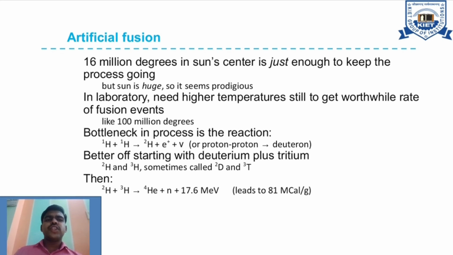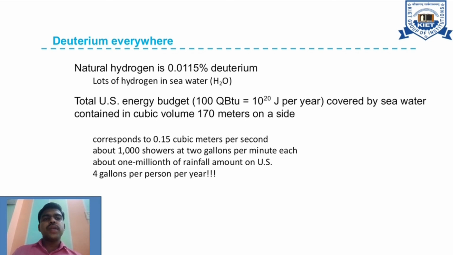Here comes the artificial fusion. Up to the previous slides we were discussing how the natural things are happening, but artificial fusion is also happening. 16 million degrees in the sun's center is just enough to keep the process going, but the sun is huge, so it seems prodigious. But in laboratory timings, we have to keep higher temperatures so that the rate of fusion events is also increased. At the same time, the process will also take place in a fine manner.